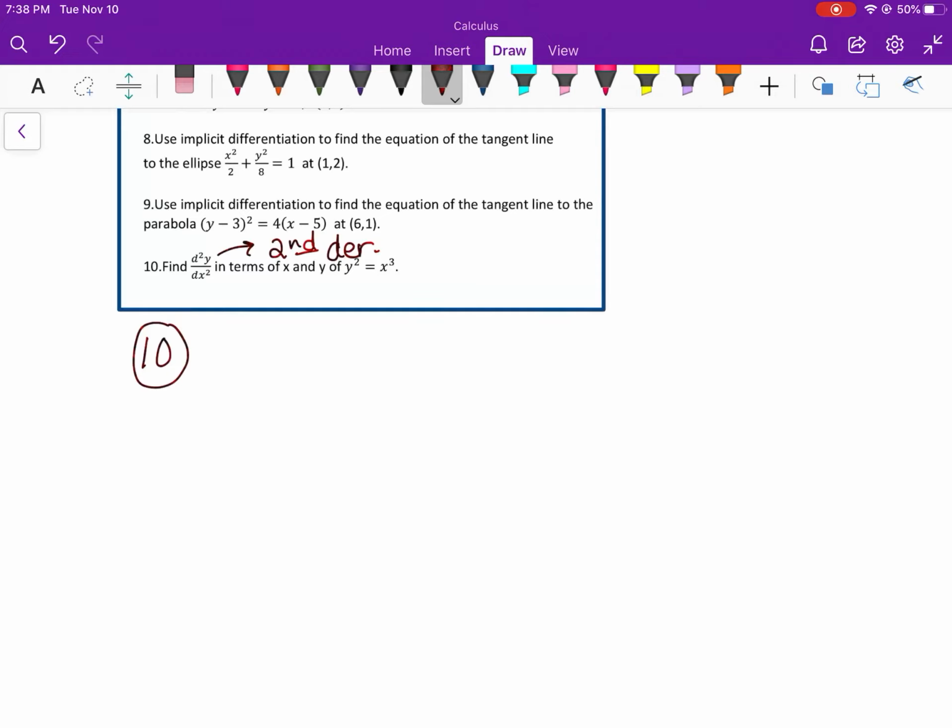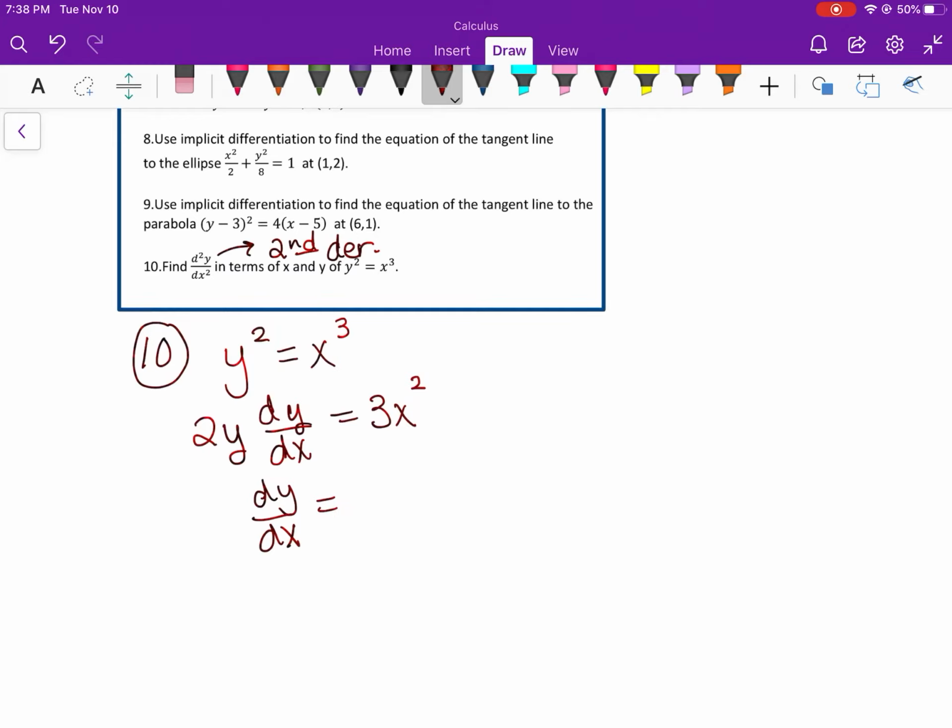All right, first derivative. So I start with y squared equals x to the third. And the first derivative is going to be 2y dy dx, because I'm, again, differentiating with respect to x, equals 3x squared. And then I would have dy over dx equals 3x squared over 2y. So that's our first derivative.